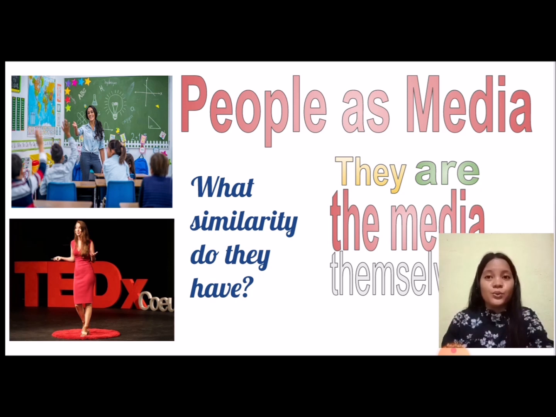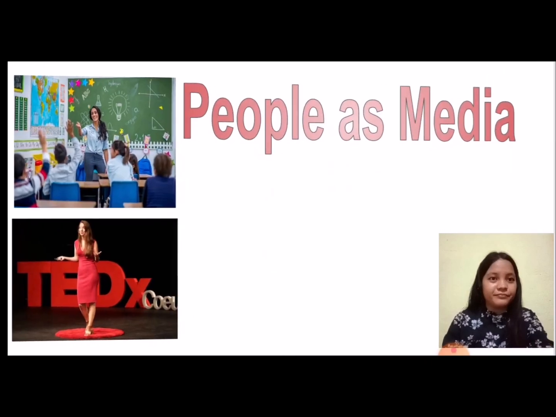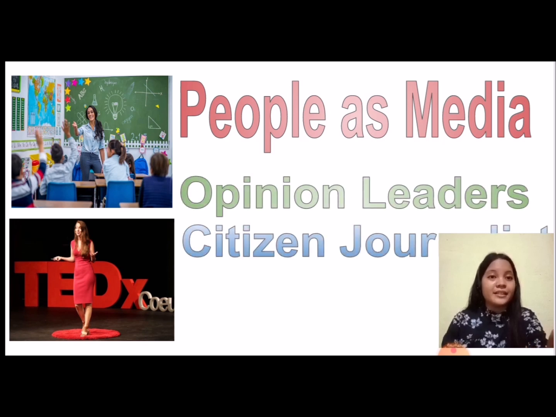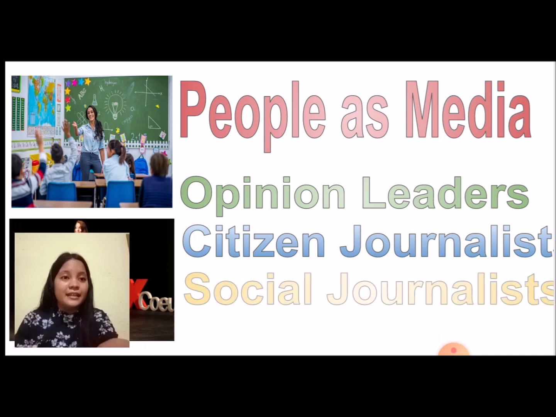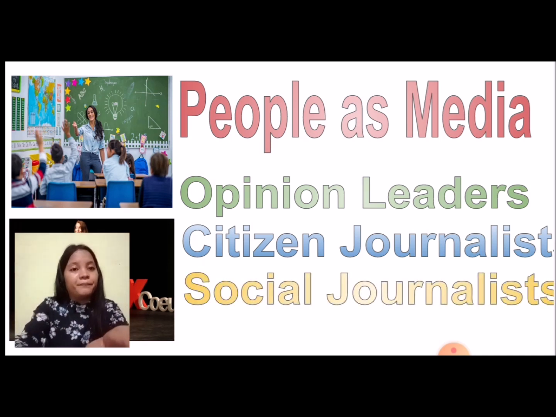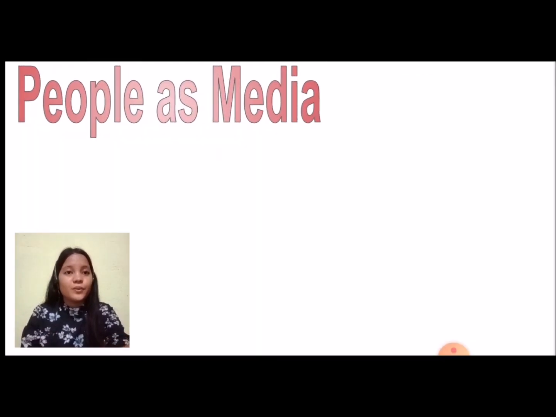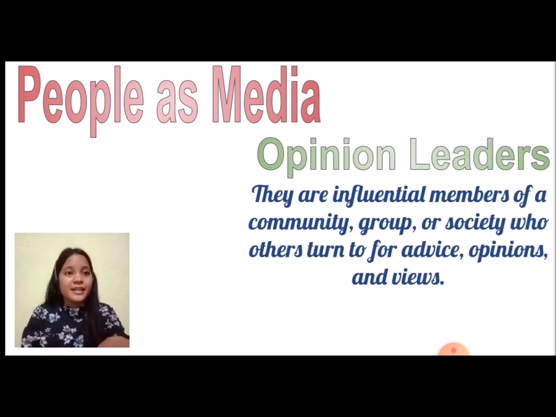Let me take you now to the categories of people as media. We have four. First, the opinion leaders. Second, the citizen journalists. And third, the social journalists. And finally, the crowdsourcer. Okay, first we have the opinion leaders. They are the influential members of a community, group, or society who others turn to for advice, opinions, or views.